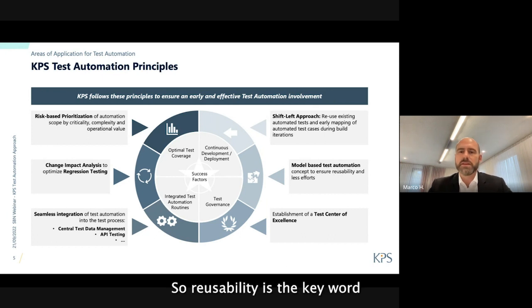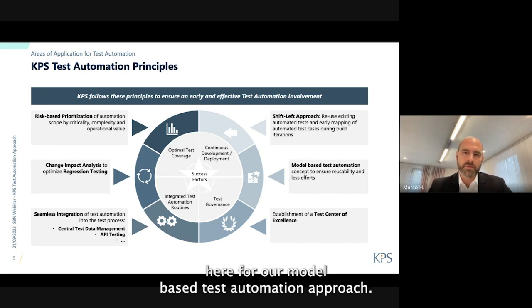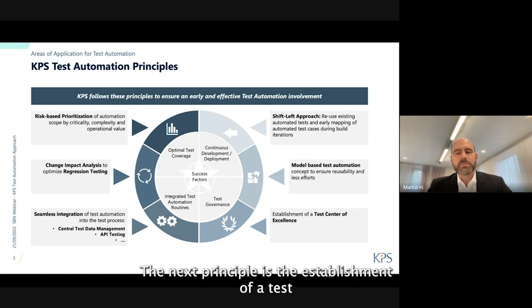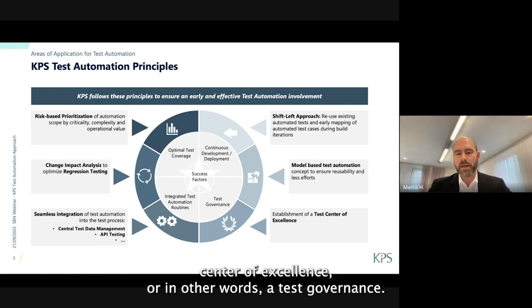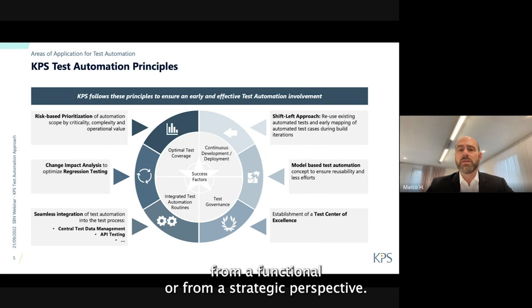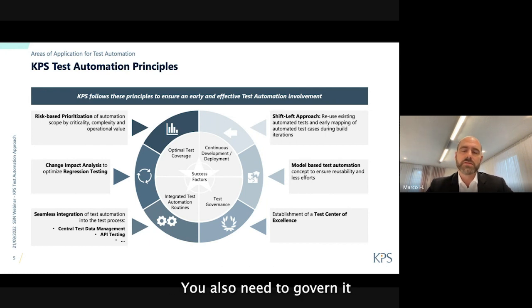So reusability is the key word here for a model-based test automation approach. The next principle is the establishment of a test center of excellence, or in other words, a test governance. So it does not help just to look at test automation from a functional or from a strategic perspective. You also need to govern it.